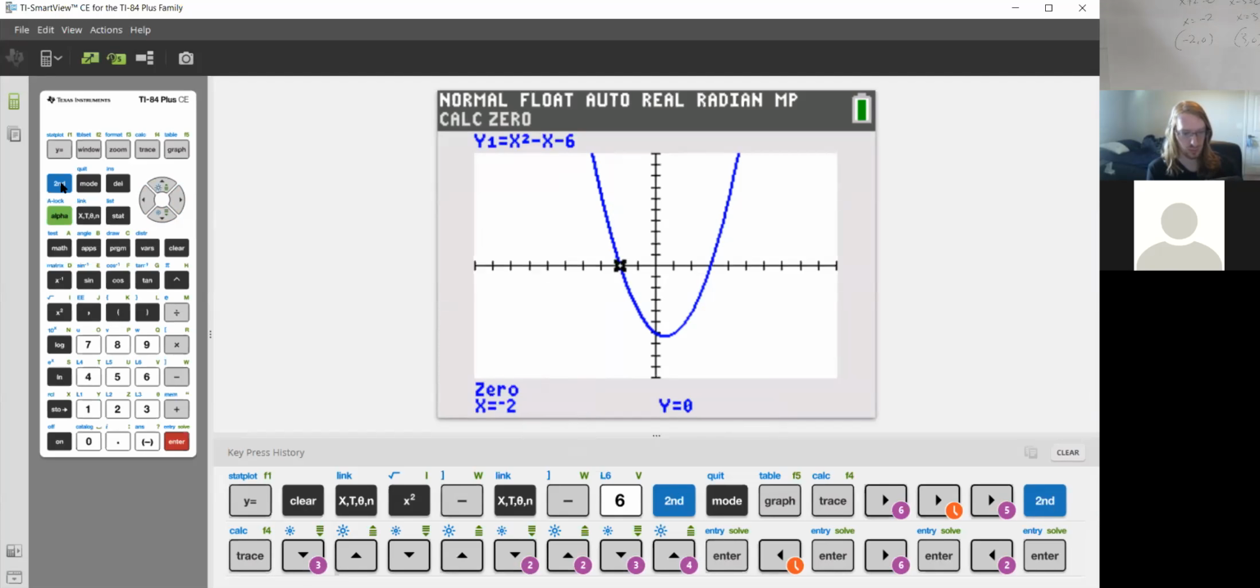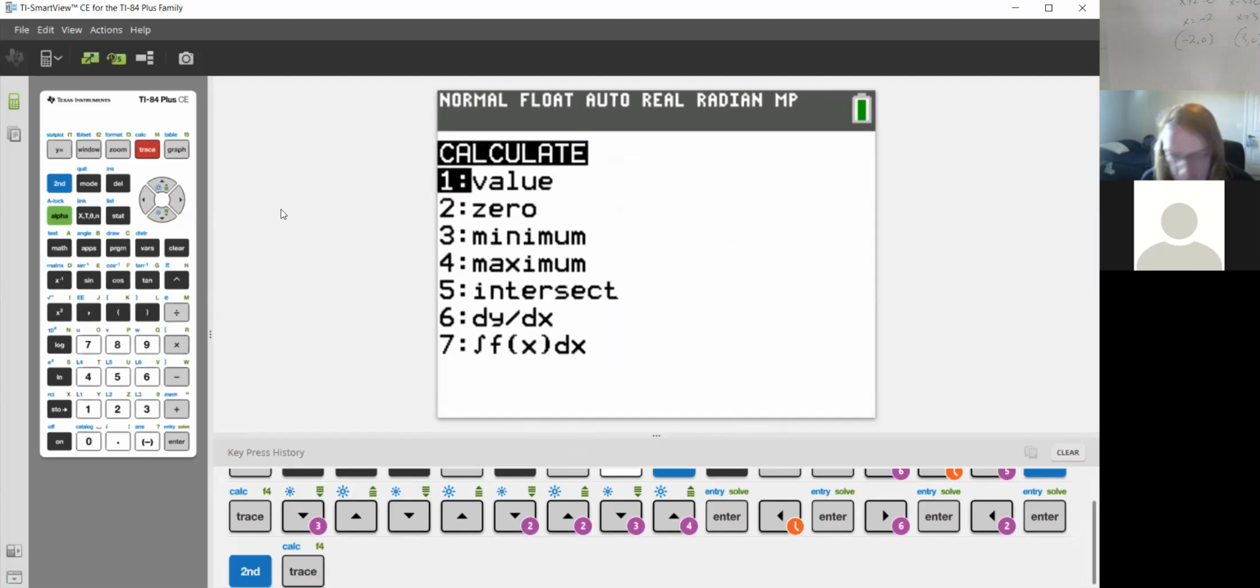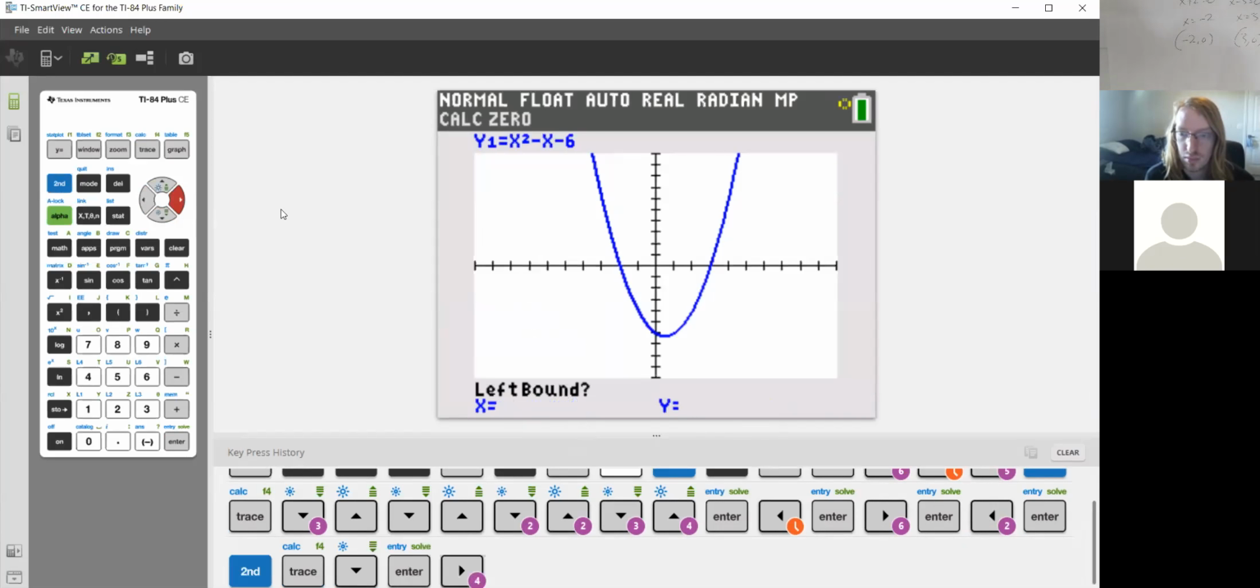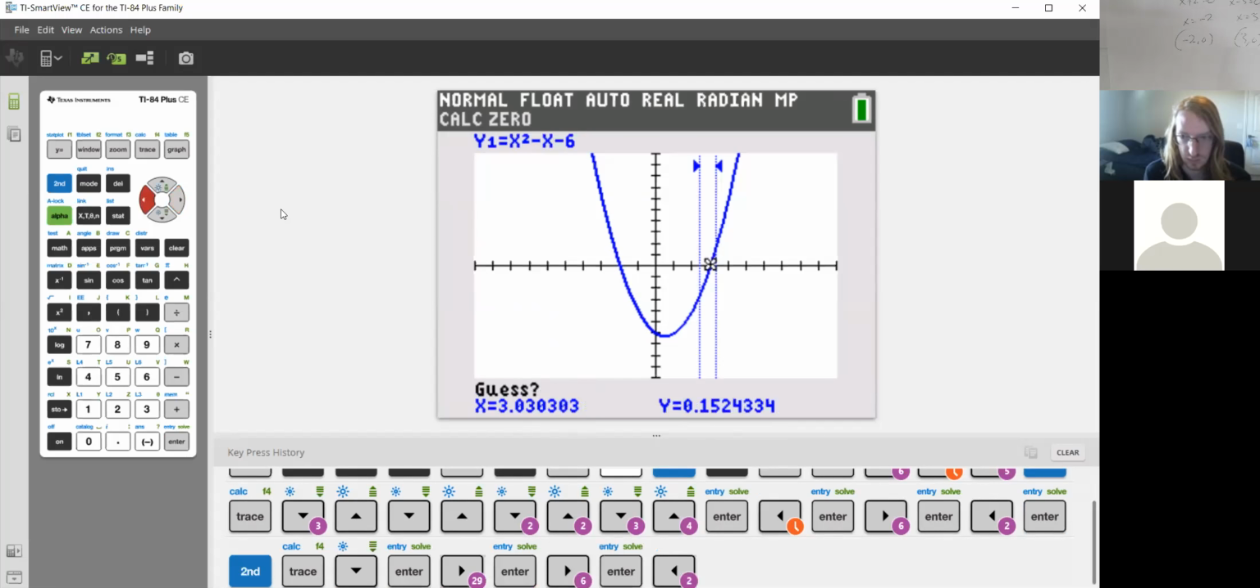Did you get that, or did I go too fast? I know I went pretty quick. So it's second calc where the option is, and option 2 tells us the zero. It asks for a left bound first, then a right bound, and it wants us to guess somewhere. So 3, 0 is my zero. Questions? Did y'all get that?